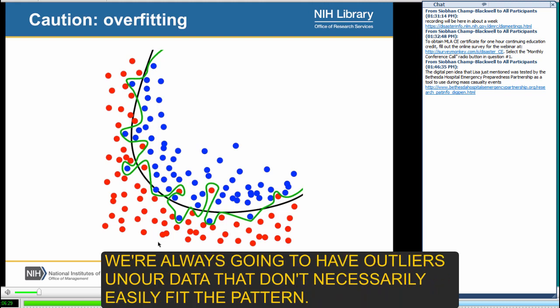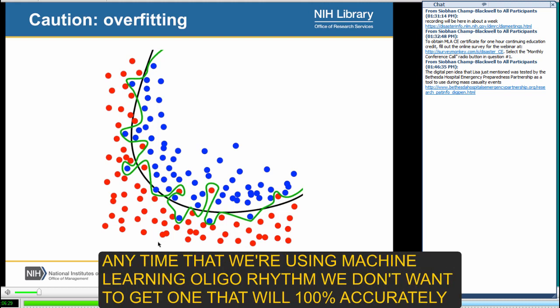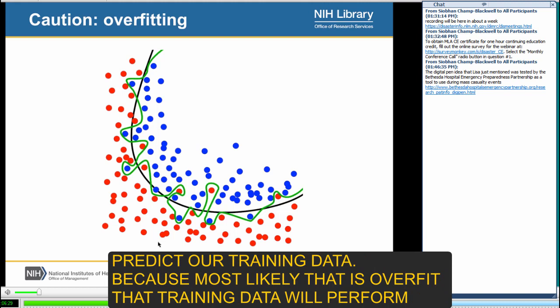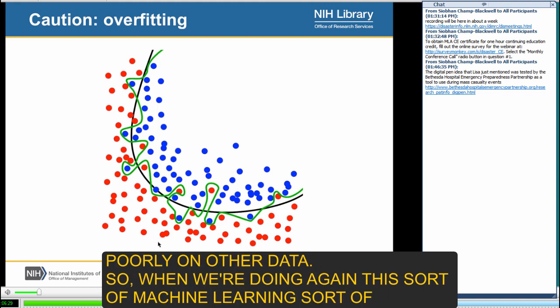We're always going to have some outliers in our data that don't necessarily easily fit the pattern. So anytime that we're using a machine learning algorithm, we really don't want one that will 100% accurately predict our training data, because most likely that is overfit to that training data, and it will perform poorly on other data. Basically, we've taught it the intricacies of this one data set, which may not be representative of the actual reality of the world on the whole.